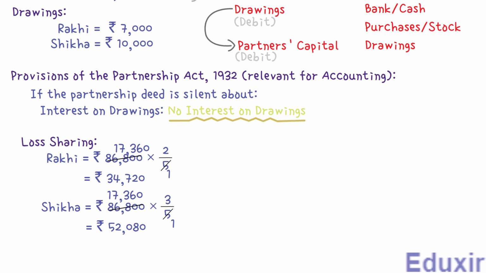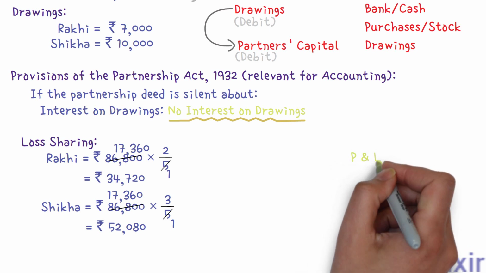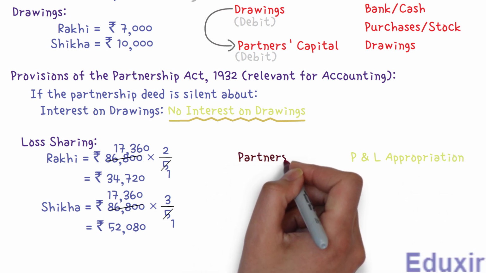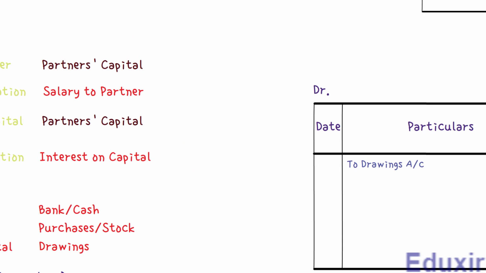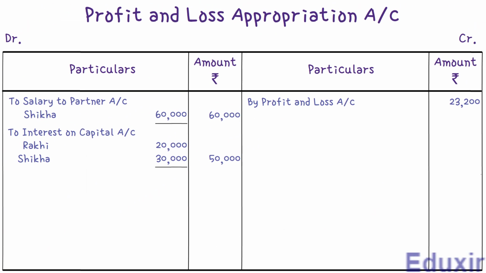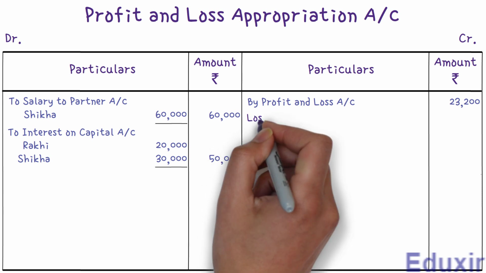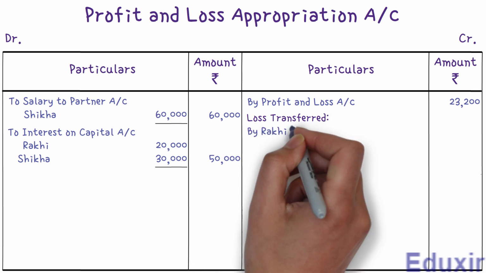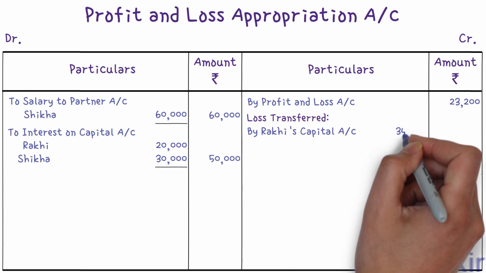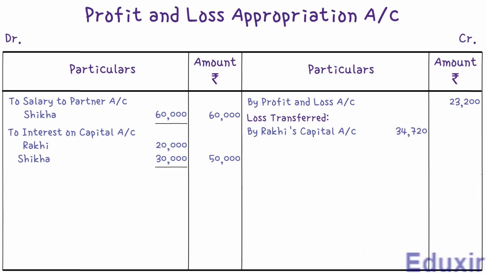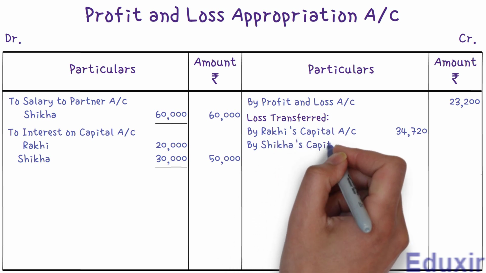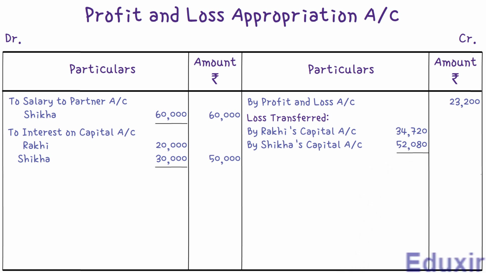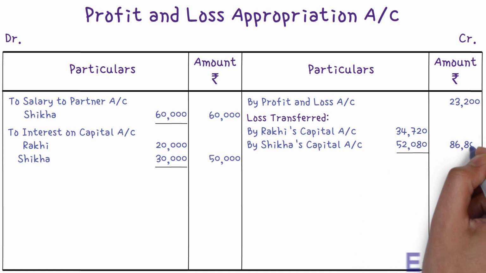Now for transferring this loss to the individual partners, we should create the profit and loss appropriation account and debit the partner's capital account individually. So in the profit and loss appropriation account, let's write the subheader loss transfer. Let's then write by Rakhi's capital account and the corresponding loss amount of 34,720 rupees. Let's then write by Shikha's capital account and the corresponding loss amount of 52,080 rupees. Let's then write the total loss transfer, which is 86,800 rupees, into the amount column.